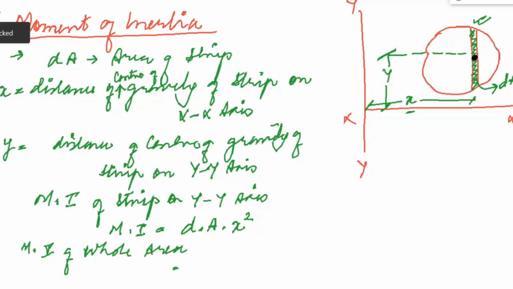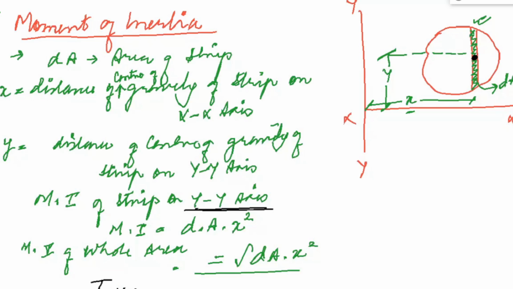Therefore, we can easily say our moment of inertia about the y-axis is equal to the summation of area dA times x square. This is your moment of inertia about the y-axis. Moment of inertia about the y-axis is equal to the summation of the area multiplied by the square of the distance from the y-axis, which is x square.